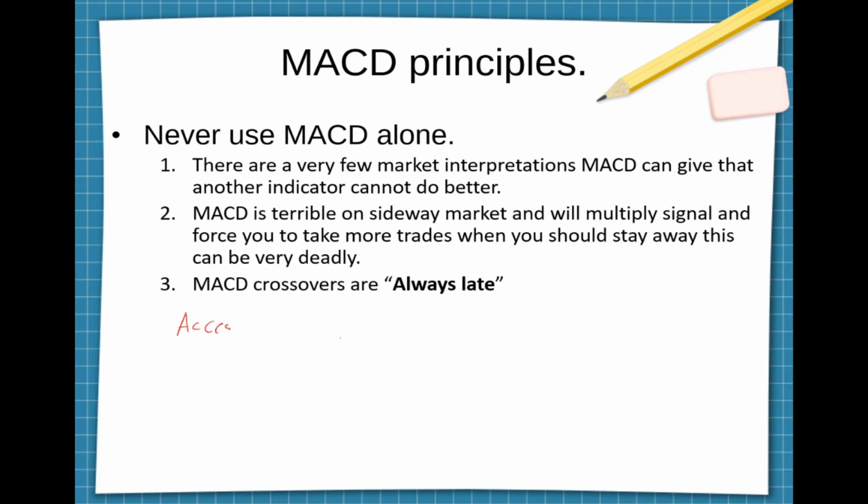Sometimes, for example, the moving average is not clear, RSI is not clear, or any other indicator that is part of your trading arsenal, Bollinger Bands, whatever, is not clear. Then MACD can be used as an accessory indicator. MACD is terrible in a sideways market, as I've told you. It will multiply signals and force you to take more trades when you should stay away. This can be very deadly.